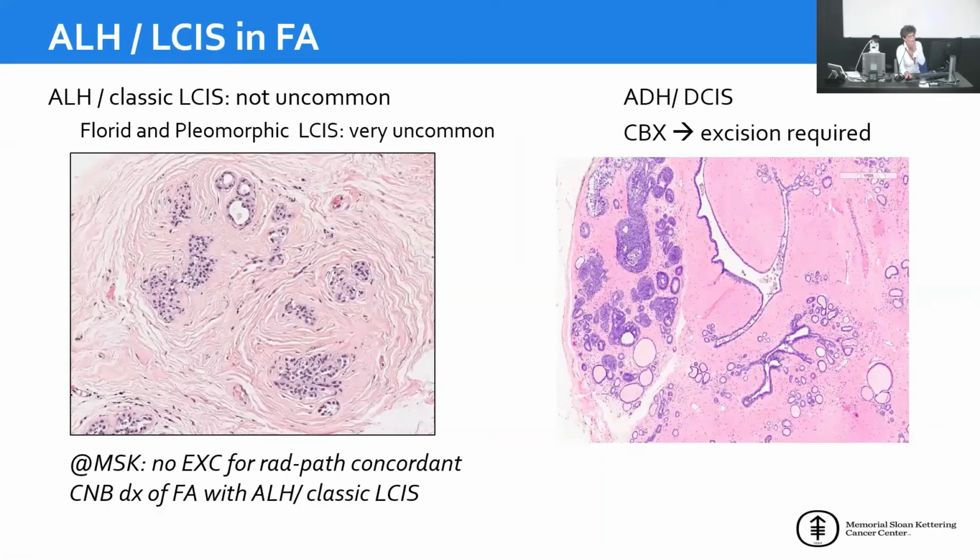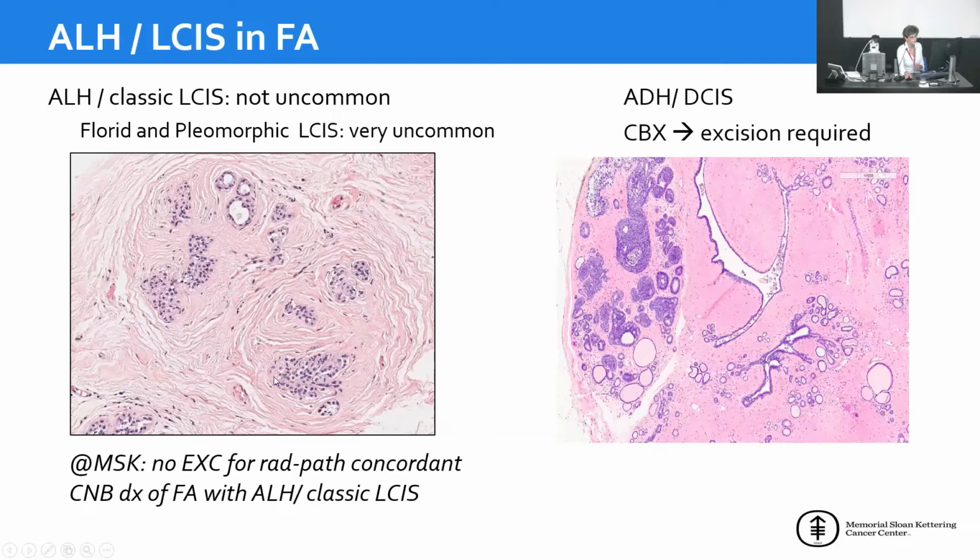Now, when we talk about fibroepithelial lesions, we always focus on the spindle cell component, but you can also have atypical epithelial proliferation involving fibroepithelial lesions. In fibroadenomas, we sometimes can find lobular neoplasia, in particular classic lobular neoplasia. ALH and classical LCIS are not uncommon. In my experience, florid and pleomorphic are very uncommon in this setting.